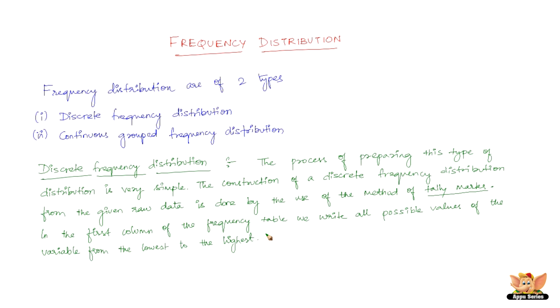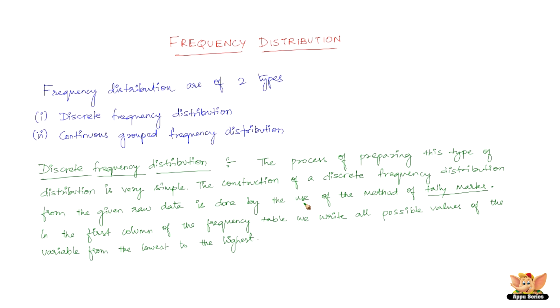If we compare the last sentence to the previous videos when we did the grouping of raw data, we did come across the term variate and we linked it to the marks because the marks were differing. That is, it was varying 1, 3, 5, 8, 39, 23, 21 and so on. So that's what this means. In the first column of the frequency table, we write all the possible values of the variable from the lowest to the highest. So this is a discrete frequency distribution.